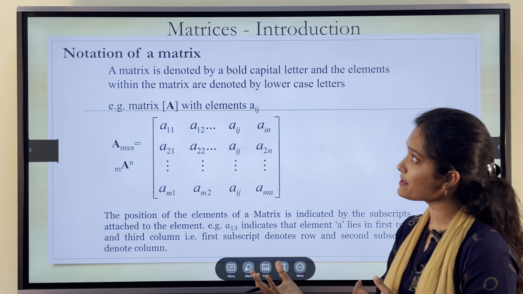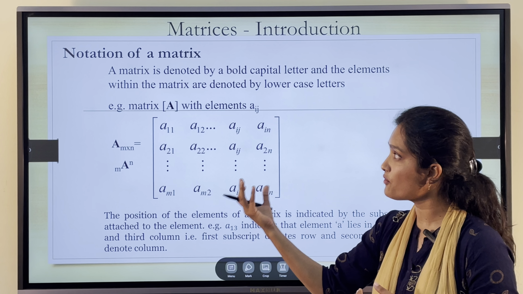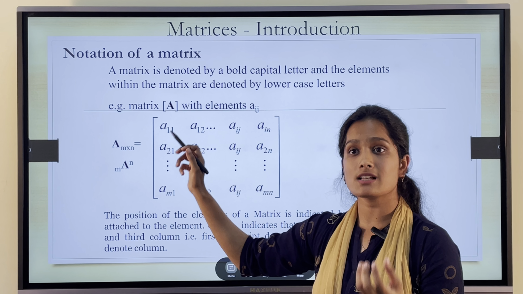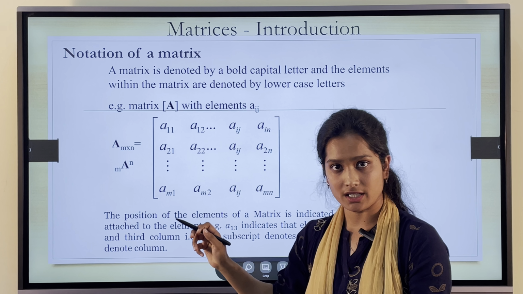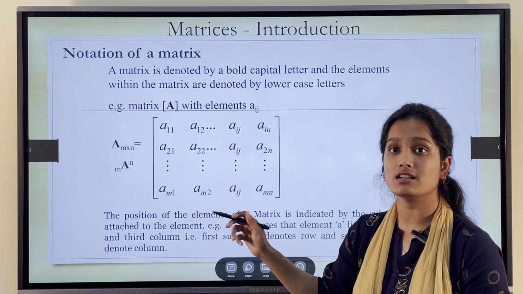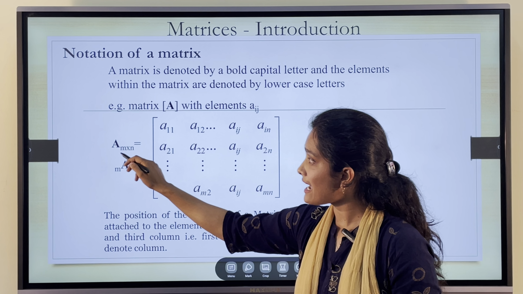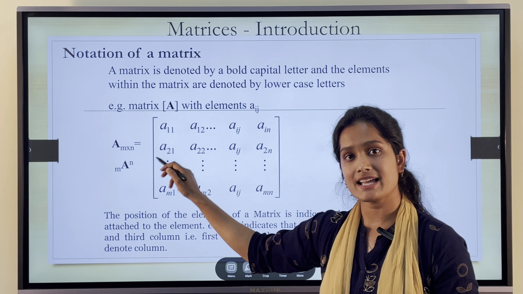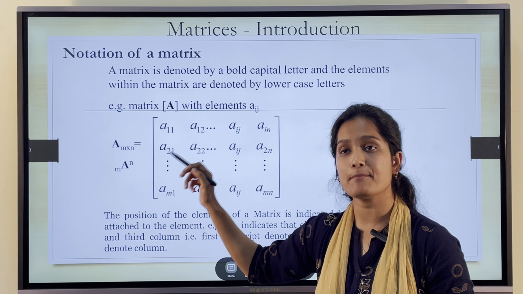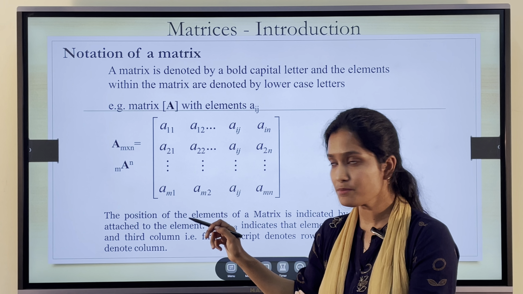Notation of a matrix is basically the way in which we symbolize the matrix. So a matrix in the form of a symbol is written by a bold capital letter with the subscript of order of that particular matrix, and each and every element of a matrix is denoted by the small case letters. Here, the capital A with the subscript M cross N means that it is a matrix with the dimension or order M cross N, where it has M rows in it and N columns.